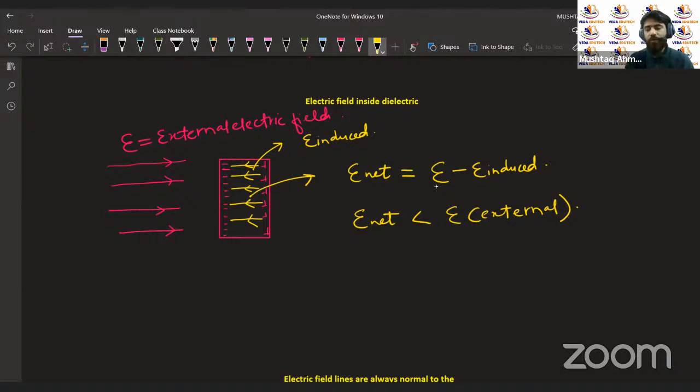So in case of conductors, we saw that there is no electric field line existing inside the conductor. But in case of dielectrics, there exist electric field and electric field lines as well, right? Because of the induced electric field inside the dielectric, the net electric field decreases inside the dielectric as compared to the external electric field. So in case of dielectrics, the electric field does exist, but in case of conductors, no electric field lines exist inside the conductor, right?